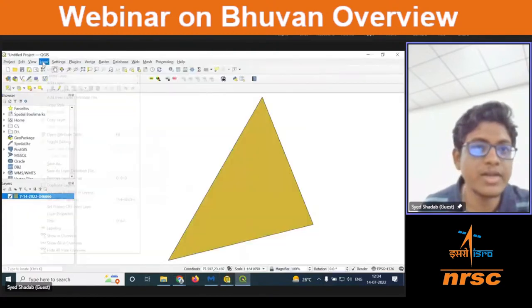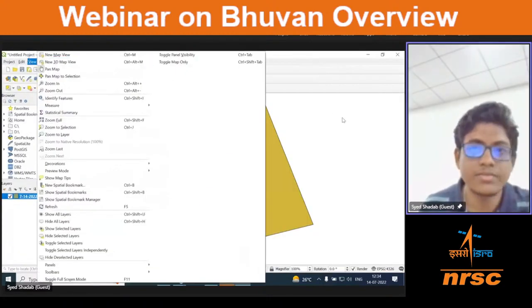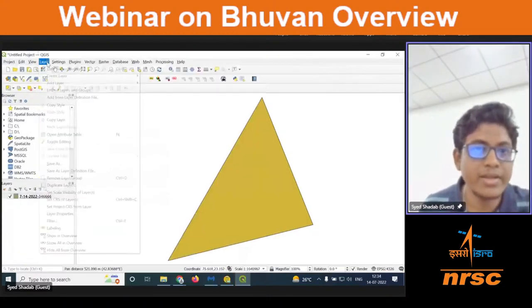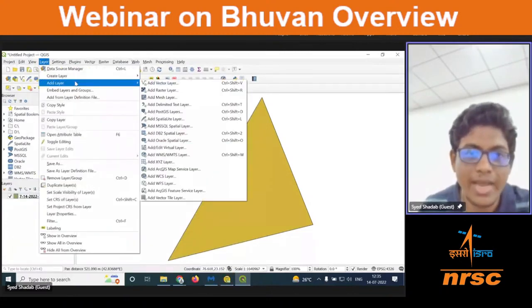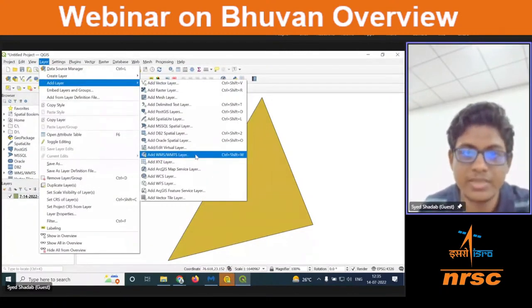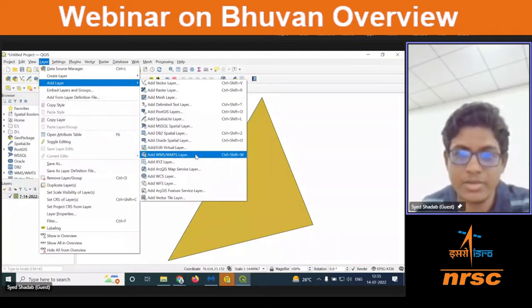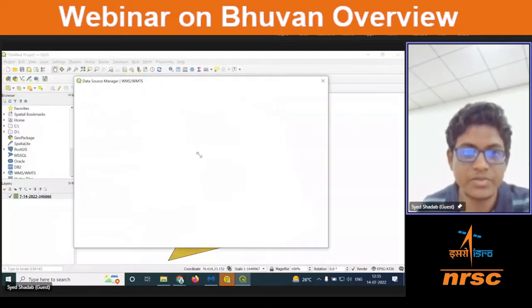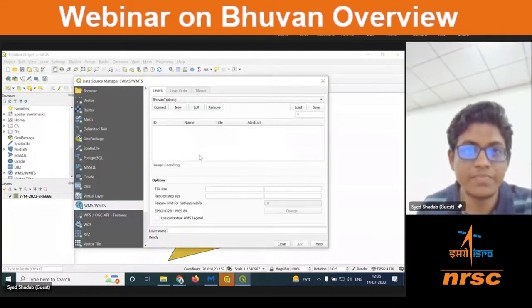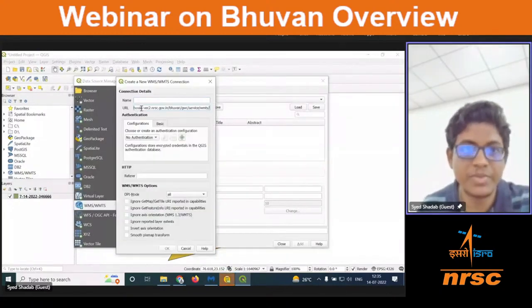And here we have an option in layer. In layer, we have add layer, and there is an option called add WMS or WMTS layer, or the shortcut is Control Shift W in QGIS. Once we click here, we have to click on new. Suppose this is a new link. I have to paste the URL here. So I have pasted the URL here.